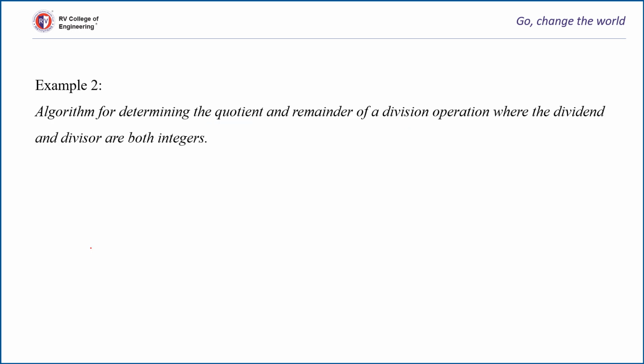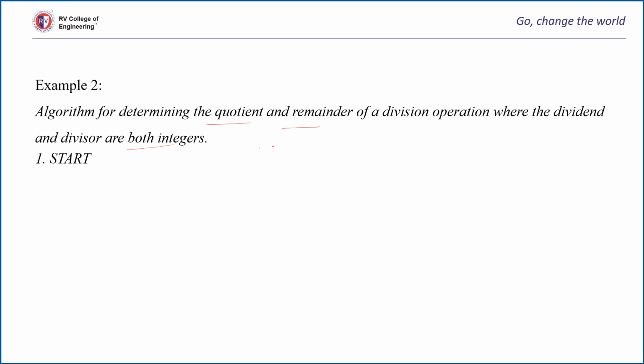right? We'll understand the algorithm by taking one more example to find the quotient and remainder of a division operation when the dividend and the divisor both are integers. Okay. Now here also, what will be the input? Input is the dividend and the divisor. Okay. The output is quotient and the remainder.